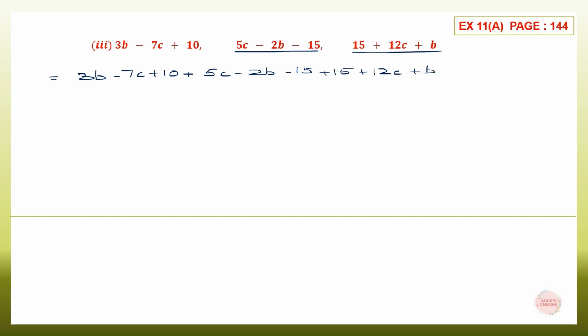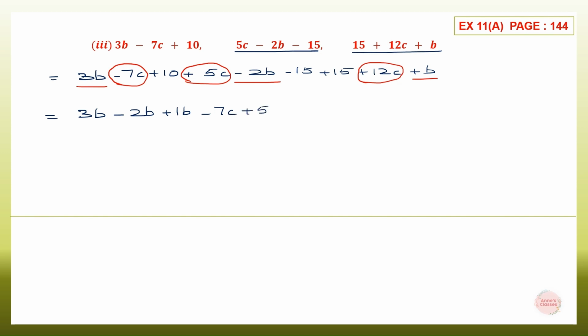So now let's arrange the like terms together. Here we have 3b, then here we have minus 2b, and then again we have plus b. Remember, they're all arranged in different orders, but look out for the like terms. So this will be 3b minus 2b plus 1b. Now let's look at the c's. So here we have minus 7c, here we have plus 5c, then what else? Then we have plus 12c. So let's write down those now. So that's minus 7c plus 5c and plus 12c.